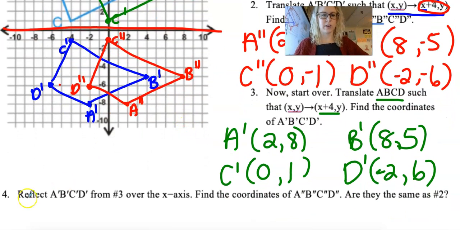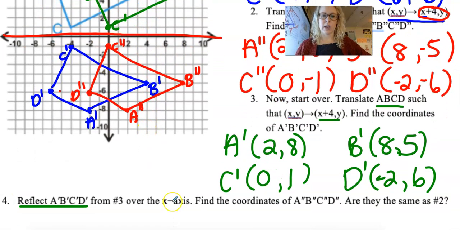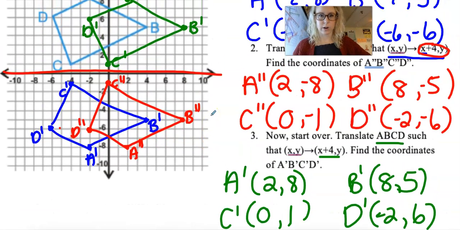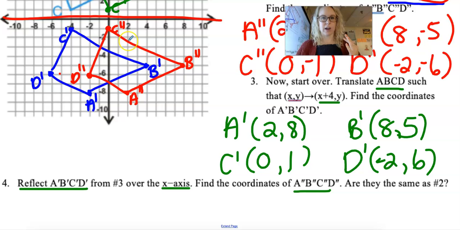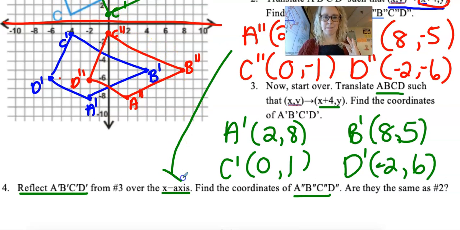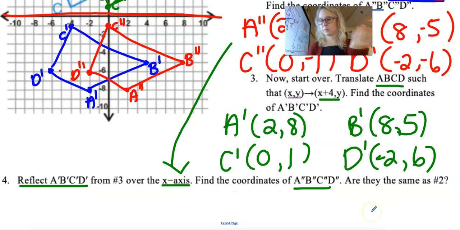So now I'm going to finally reflect my green shape over the x-axis and see if it matches my red shape. So let's see if it works in the reverse order. To save some time, we're just going to count. So B was 5 above. Is it 5 below? Yes. C was 1 above. Is it 1 below? Yes. D was 6 above. Is it 6 below? Yes. A was 8 above, and it's 8 below. It worked! Okay? So if I wrote out all these coordinates, I would get the exact same that I got in number 2. So they are the same as number 2.